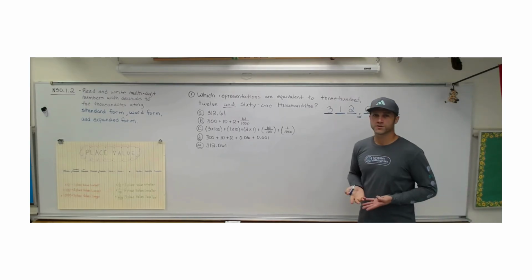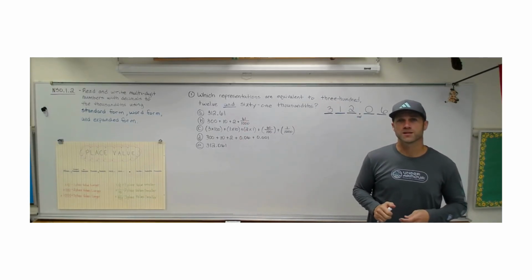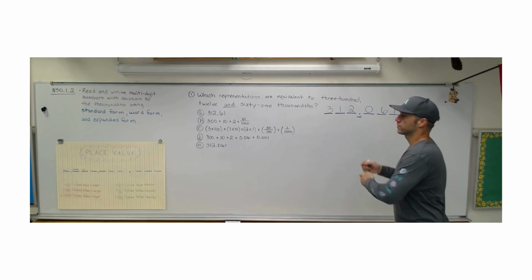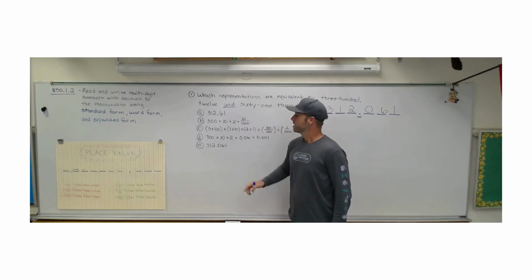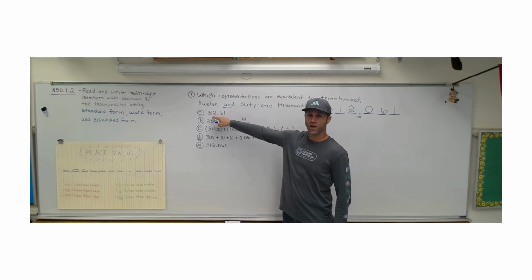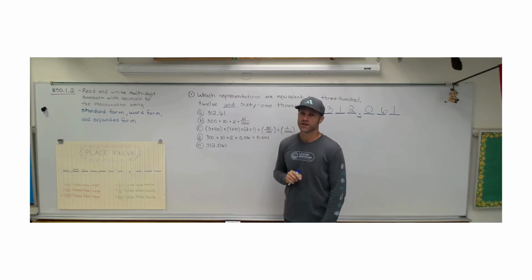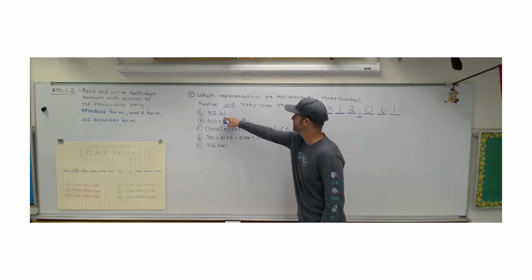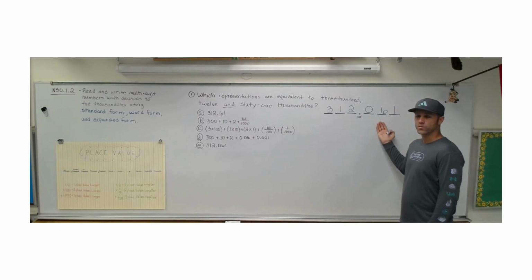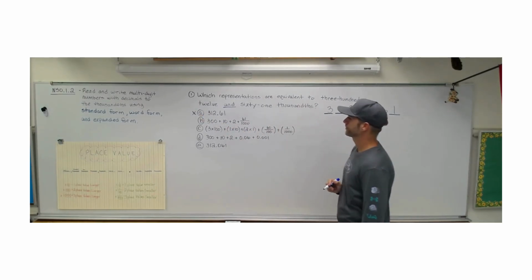So now what I want to do is break down each one of these potential choices to see which one matches our number in standard form. This first one says 312 and 61. But if you notice, the last place value is in the hundredths place. So that's 61 hundredths, not 61 thousandths. So this first choice cannot be correct.